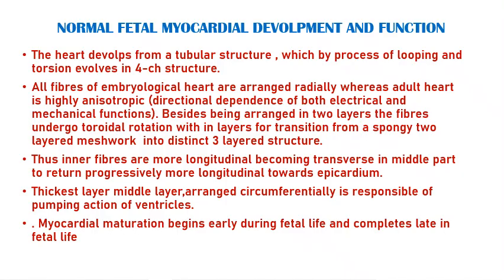As we all know, the heart develops from a tubular structure which, by the process of looping and torsion, evolves into a four-chamber structure. All fibers of the embryological heart are arranged radially, whereas the adult heart is wholly anisotropic, that is, directionally dependent for both electrical and mechanical functions. Besides being arranged in two layers, the fibers undergo toroidal rotation within layers for transition from a spongy two-layered meshwork to a distinct three-layered structure.